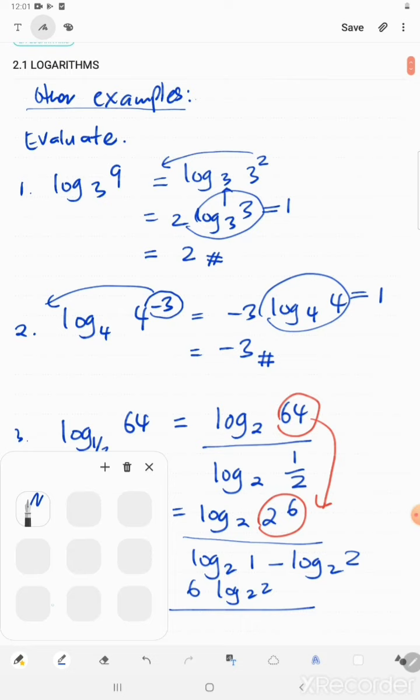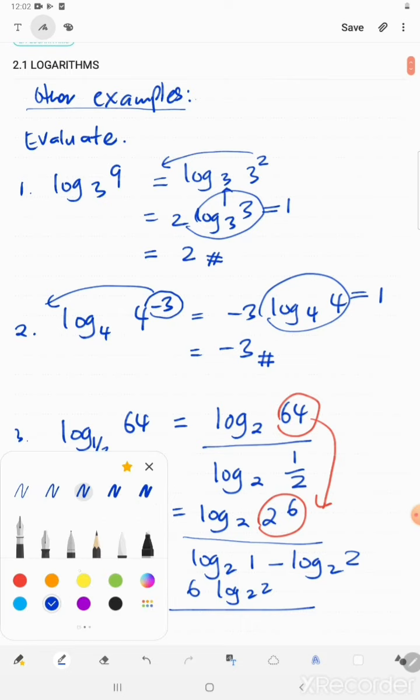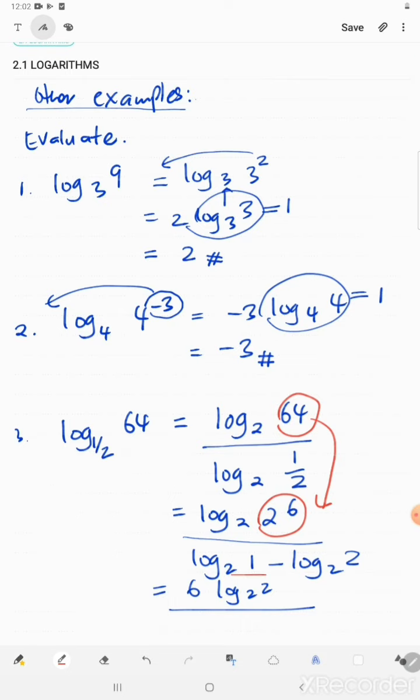And then we know that for this part, log 1 with any base is equal to 0, right? Okay, no need to write anything. And here we have log 2 base 2 is equal to 1. Okay, now we put in the next step. The answer will be 6 log 2 base 2 divided by negative 1. So the final answer is negative 6. Alright, so I hope you understand.